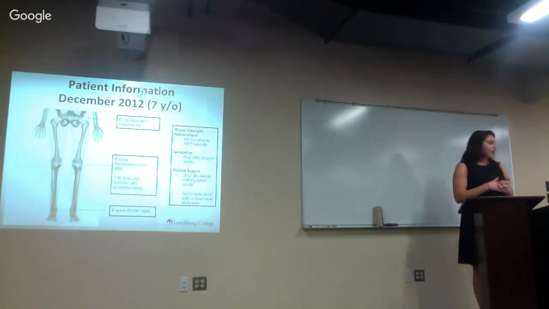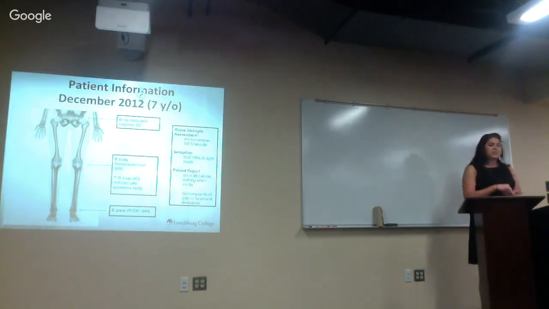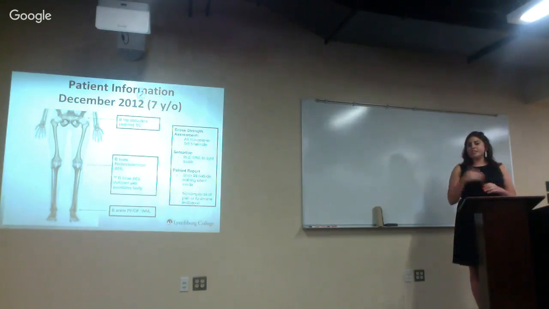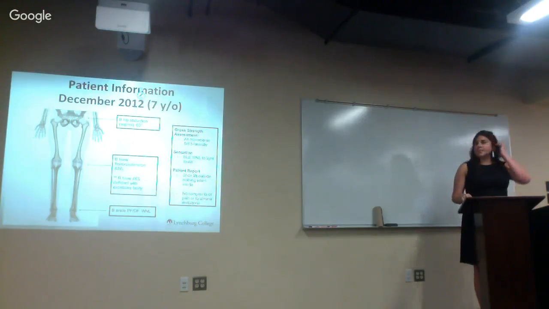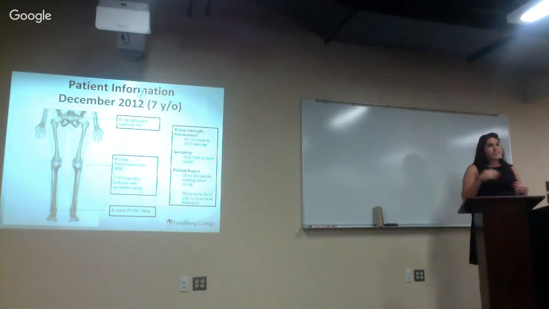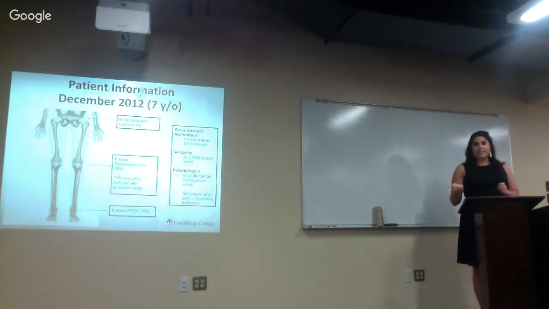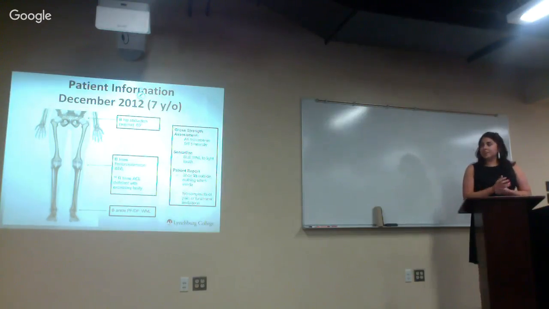So at Scottish Rite, kids are seen as soon as the parent knows that there's some kind of orthopedic condition that's going to need to be corrected. So for this particular patient, he was 1.5 years old when he was adopted from Russia, and his parents knew that he had a limb length difference, and that would eventually need to be corrected. So he was originally seen at Scottish Rite when he was 7.